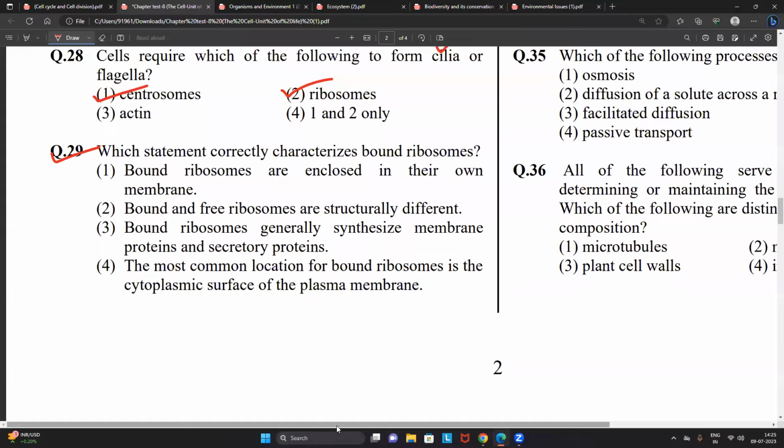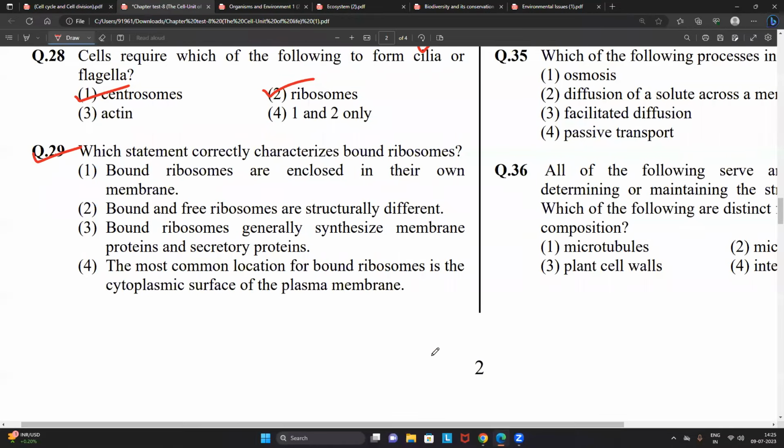Which statement correctly characterizes bound ribosomes? They are giving the statement about bound ribosomes, and you have to choose the correct statement, friends.